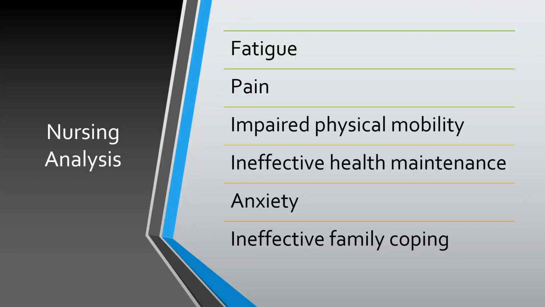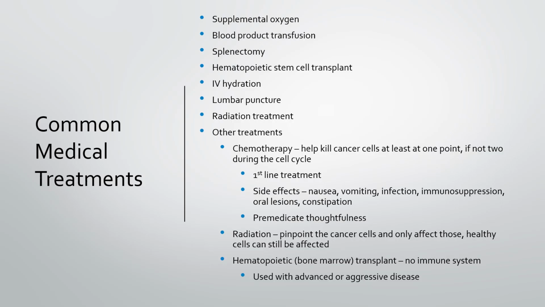So we've done a really thorough assessment, and then we know that analysis is the next step in our nursing process. So what are we analyzing for? Fatigue, pain, impaired physical mobility, ineffective health maintenance, anxiety, and potentially ineffective family coping. Now some of the common medical treatments that you'll be using for all of these patient populations, based on whatever disorder they may have.